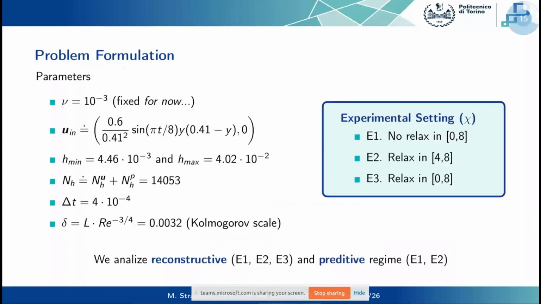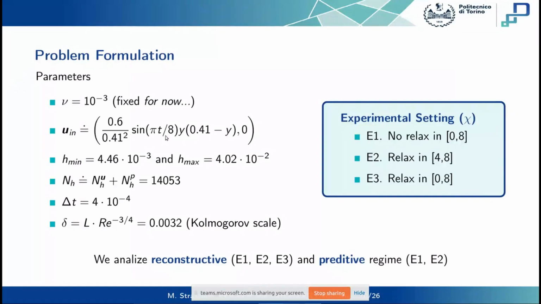These are all the parameters of the experiments. For now, the kinematic viscosity is fixed, and then we will move forward in also reduction in this parametric setting. But for now, it's fixed. And then this is my inlet condition. As you can see, it's periodic in time. It's a parabolic profile, but it's periodic in time, and it changes with respect to time.